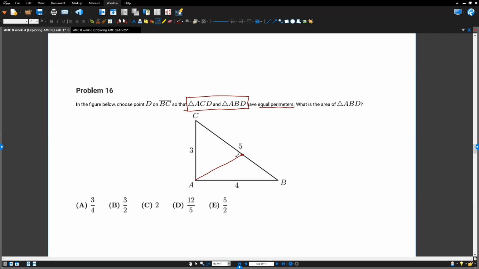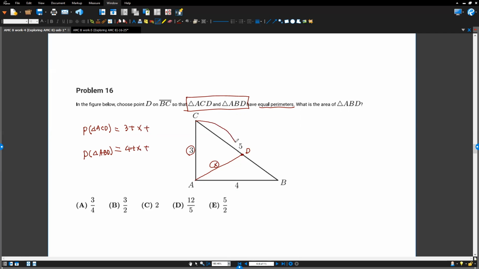Okay, take this as X. The perimeter of triangle ACD and the perimeter of triangle ABD. The first one is what? This is 3 plus X, right? The other one we don't know yet. The first is 3 plus X. The other one is 4 plus X.